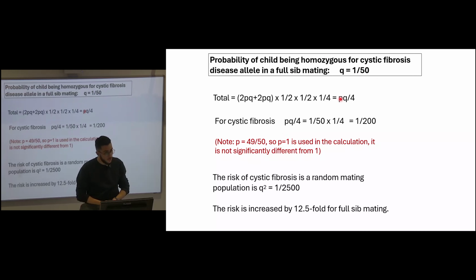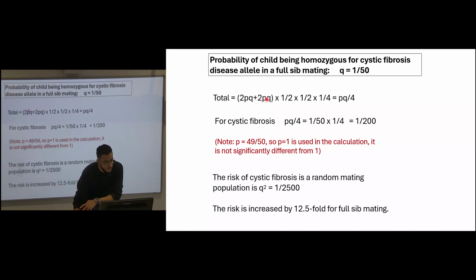Okay, so let's take a look at cystic fibrosis in this design here, okay? Last class we were looking at random mating, and we saw that the rate of cystic fibrosis was 1 over 2,500. So the chance of you getting this in a random mating setting is 1 over 2,500. Let's take a look at a full sibling mating situation, okay? Again, we use this formula, which I just showed you, to figure out the probability that the offspring will get this disease, right?